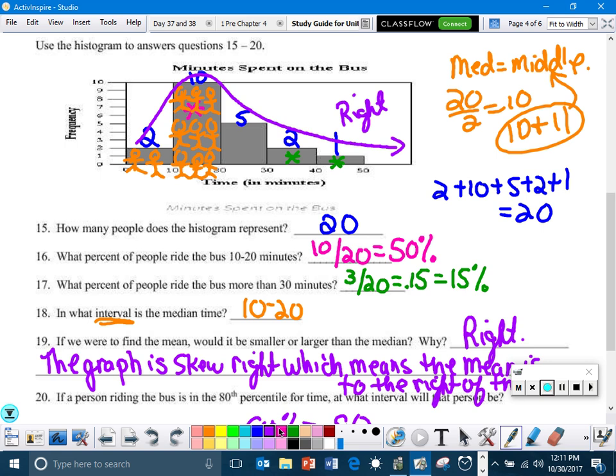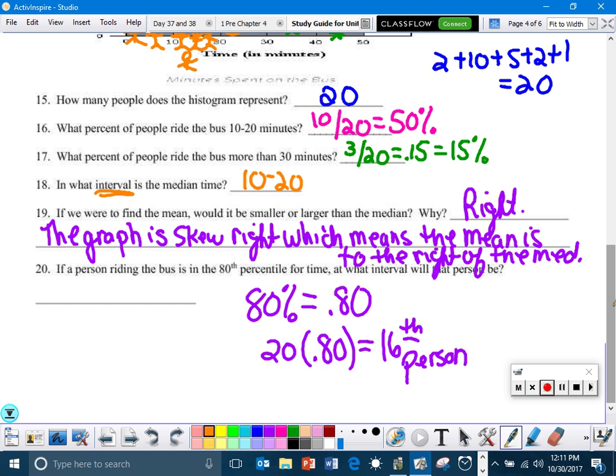Okay, well, this bar had 2 people. This one has 10 people. Let's see, I need to draw one more there. So 2 and 10 make 12. Okay, 12. And I want the 16th. So 12, 13, 14, 15, aha, 16. The 16th person is in here. So the 16th person falls in the interval of 20 to 30.